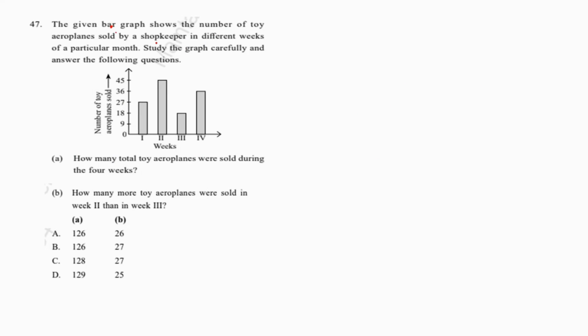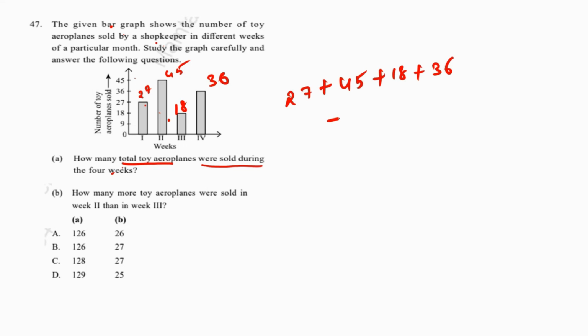Next question is again from here, a pictograph. Study the bar graph carefully and answer. How many total toy aeroplanes were sold during the 4 weeks? The first week, 27, second week, 45, third week, 18, and fourth week, 36. So if we add all of them, that would give us the required number of toy aeroplanes sold in the entire period, and that would be 126.